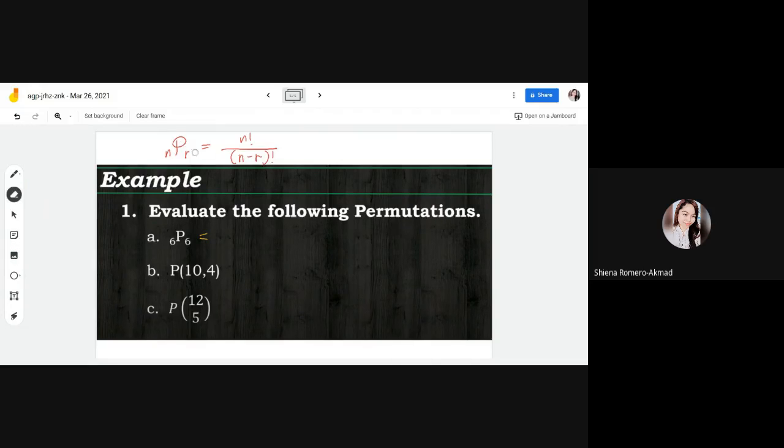So this will be equal to 6 factorial divided by 6 minus 6 factorial, which equals 6 factorial divided by 0 factorial. What is 6 factorial? That's 720. Remember that 0 factorial is 1. How about here? We have 10 factorial. This is our n, this is our r.